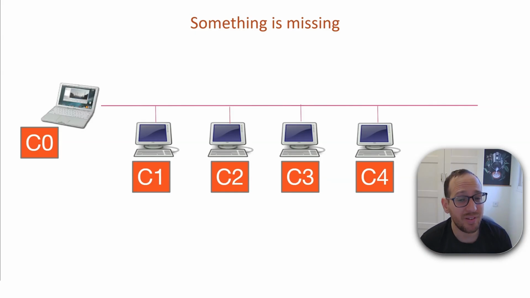All of them are also in the same segment and also in the same collision domain. If you remember what that is from when we discussed the second layer, it means that when we send a frame, say from C0 here, all of the other machines will receive it. So let's say C0 now wants to send a packet and it wants to send it to C1 specifically.